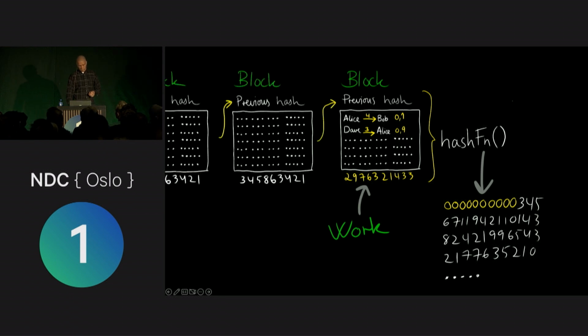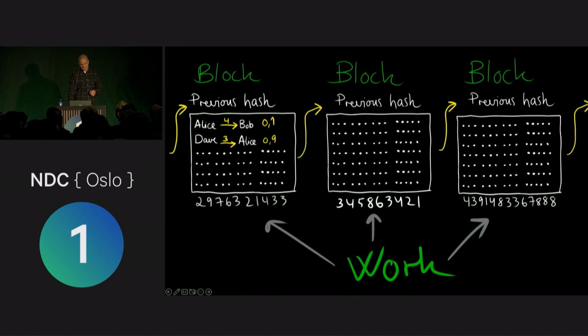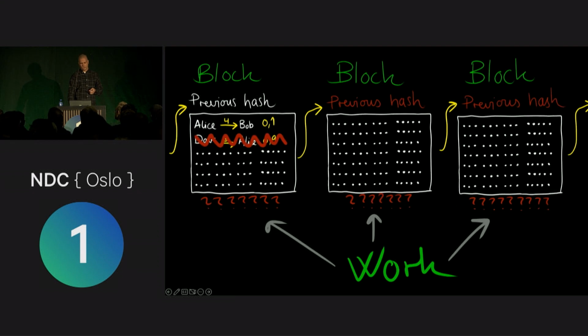And also, we tack on the previous hash of the previous block. And this is the blockchain. This is where that concept comes in. But why do we do that? Well, let's have a closer look at it. Here we have just a list of blocks. And let's say someone wants to delete the transaction that Dave did to Alice. How would that work? Well, by removing that transaction, the hash of that block will change.